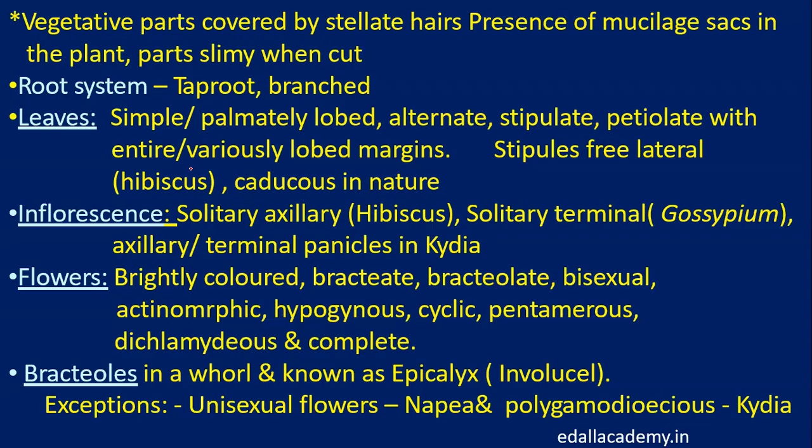So let us discuss the vegetative parts of the plant body. We have already discussed this, try to remember. Vegetative parts of the plant body are covered by stellate hairs. Stellate hairs are nothing but star-shaped hairs with mucilage sacs. The vegetative parts of the plant body secrete some gum-like substance, which is called mucilage. Root system. This family belongs to the class Dicotyledonae. So what kind of root system is present? Taproot system, which is well branched.